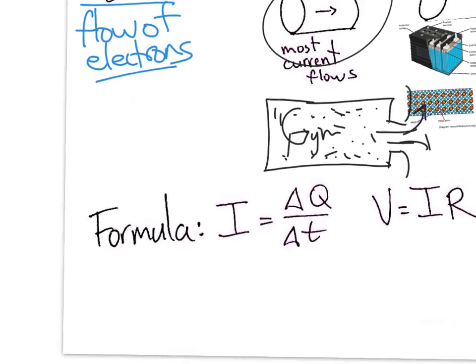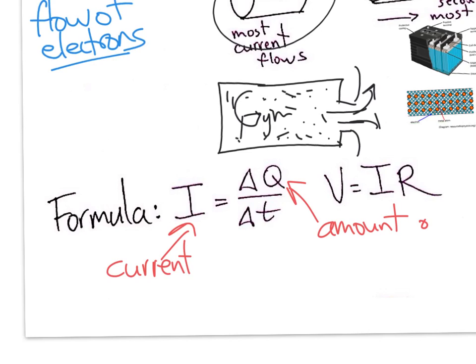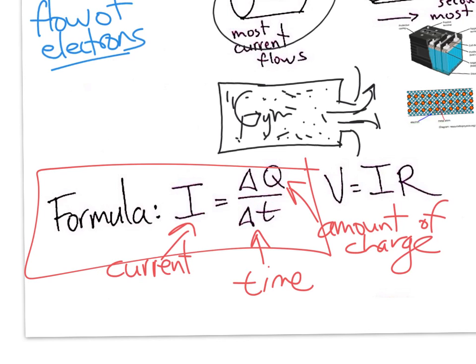And so we use I to represent current. I know that's weird, but that's the way it is. Current, and this is delta Q, so this is amount of charge. And this is per time. So charge per time, current, that's our definition. Let's proceed.